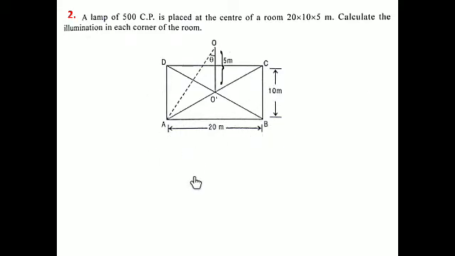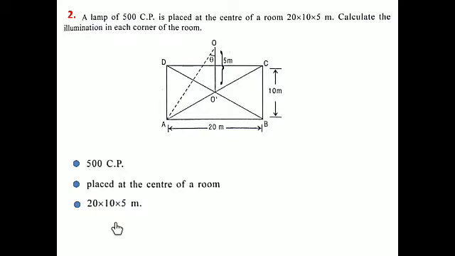Let's go to the content. The data we have is a 500 candle power value, placed at the center of the room, then the size of the room. By using this information, we are going to calculate the illumination in each corner of the room. It's very simple. Just listen to the procedure. The first thing is the formula for finding the illumination at the corners: candle power divided by the radius squared, which is the diagonal distance squared, then cos theta, which is the angle of inclination.